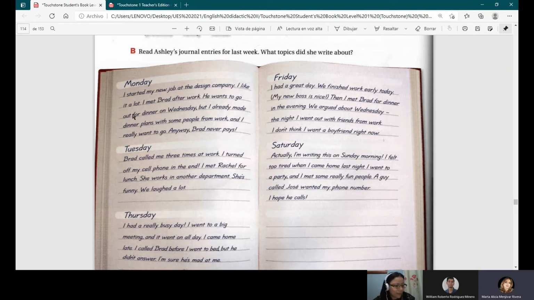Sure. Monday, she wrote: I start my new job at the design company. I like it a lot. I met Brad after work. He wants to go out for dinner on Wednesday, but I already made dinner plans with some people from work, and I really want to go. Anyway, Brad never pays. Good. Read very carefully because at the end I'm going to ask you something.